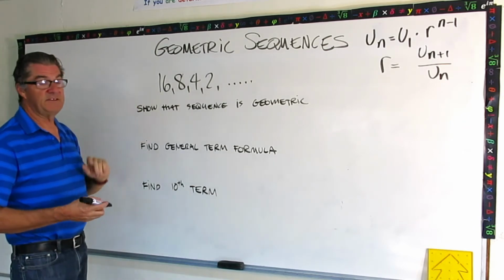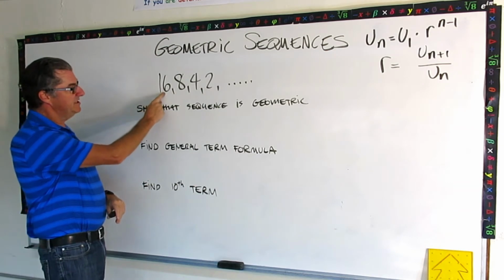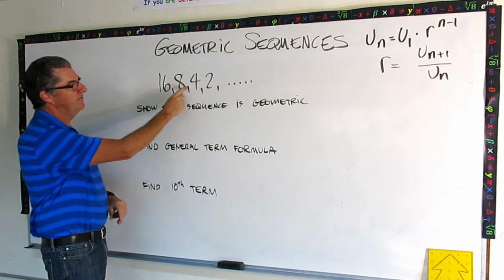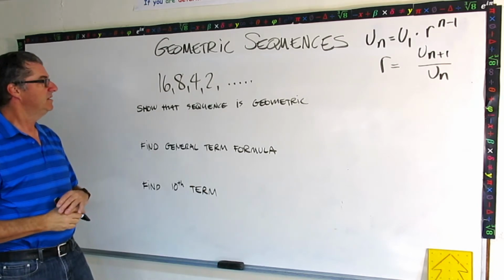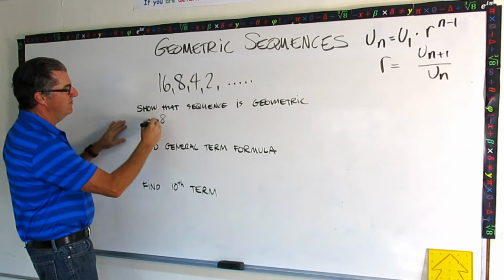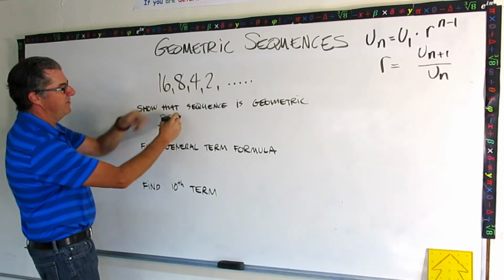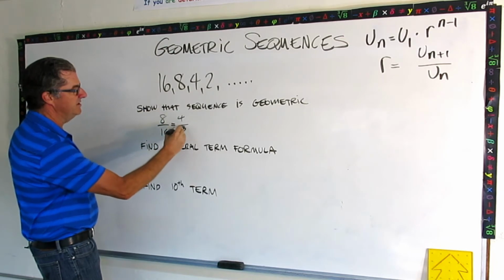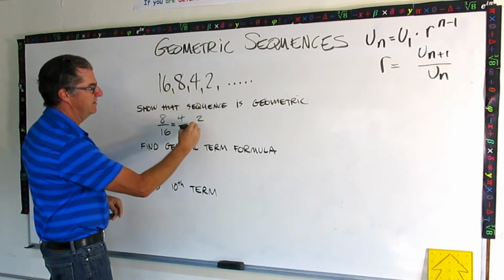Now, by looking at this, you can kind of see the common ratio is 1/2. 16 times a half is 8, times a half is 4, times a half is 2. But let's do this a little bit more mathematically. So what I'm going to do is divide one term by the previous, and the next term by its previous, and the next term by its previous.